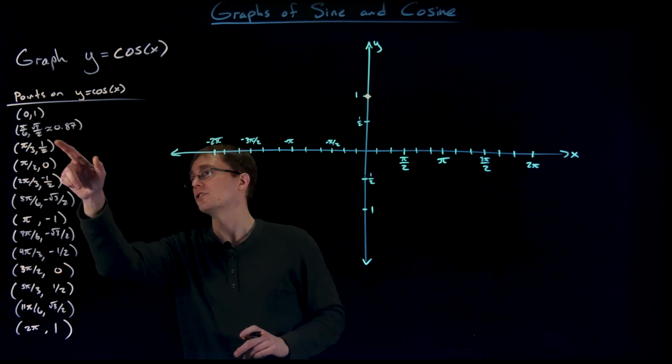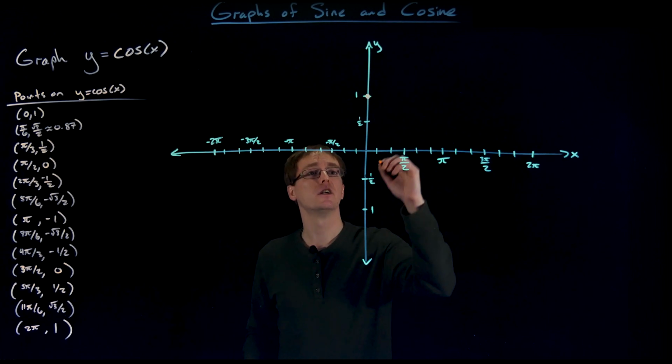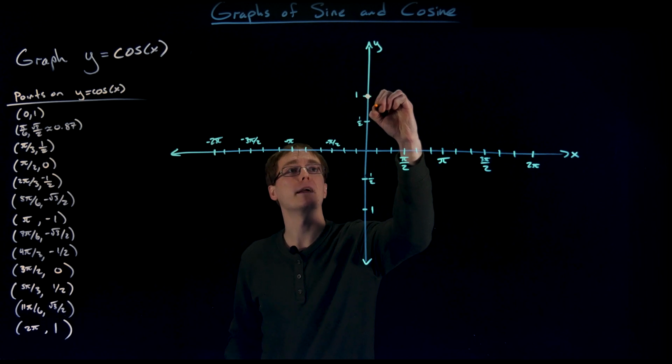So that first point is 0, 1. Our next point is pi over 6, square root of 3 over 2, or about 0.87.